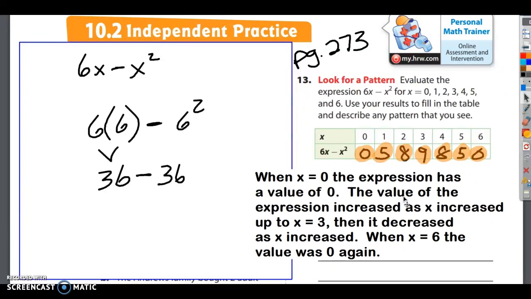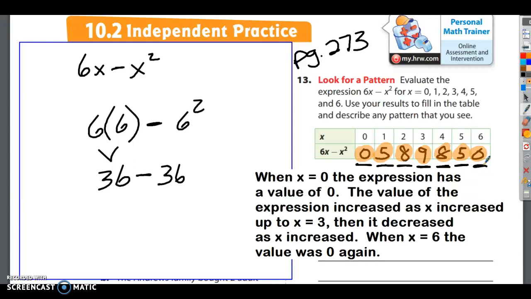When x equals 0, the expression has a value of 0. The value of the expression increased as x increased up to x equals 3. Then it decreased as x increased. When x equaled 6, the value was 0 again. So basically what I'm trying to say is the values started at 0 and then increased up to when x was equal to 3. Then it decreased back down to 0 again.